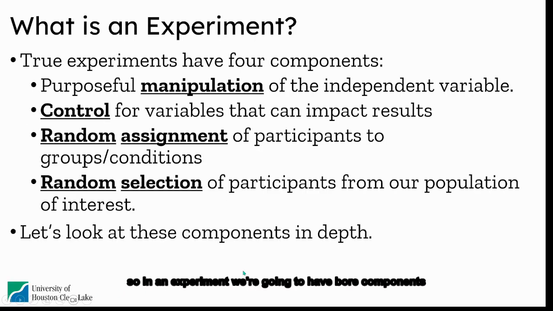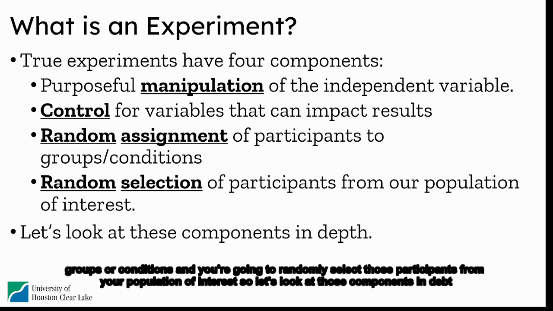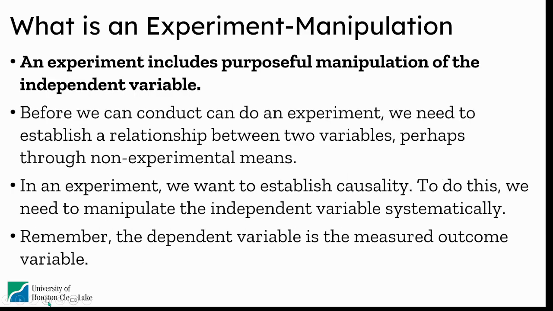So in an experiment, we're going to have 4 components. First, you've got to have purposeful manipulation of your independent variable, and we're going to talk about each one of these. You've got to control for variables that might impact your results. You're going to have random assignment of your participants to groups or conditions, and you're going to randomly select those participants from your population of interest. So let's look at those components in depth.